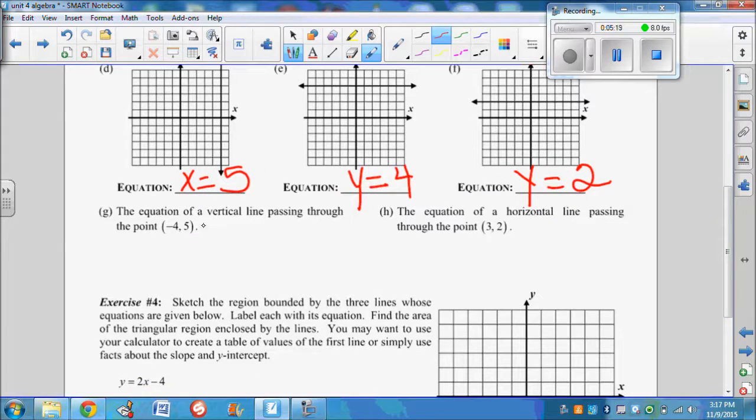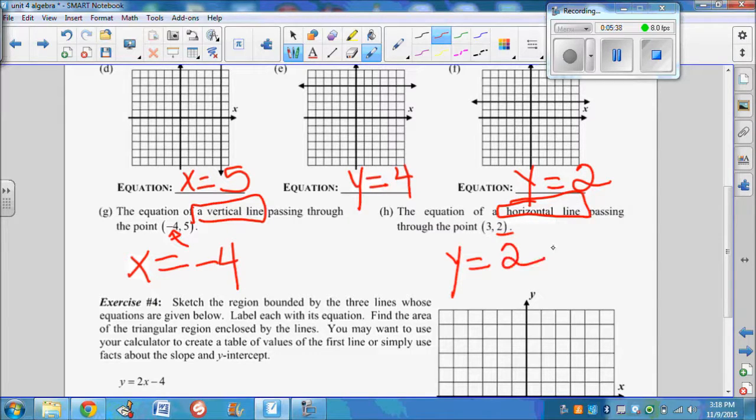Write an equation of a vertical line passing through the point. That vertical is always your x equals. And what's the x value of this point? -4. And a horizontal line passing through the point (3, 2). Horizontal is your y equals. And what's the y value? It's 2.